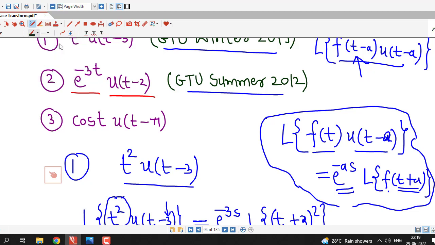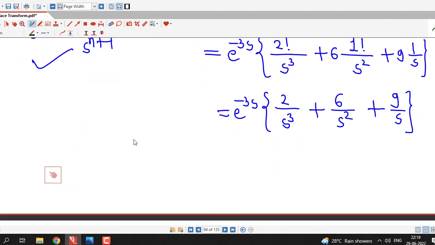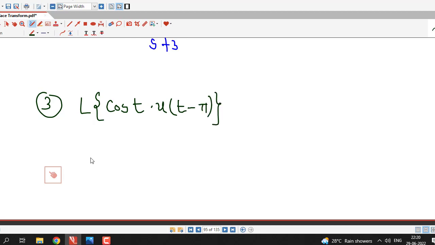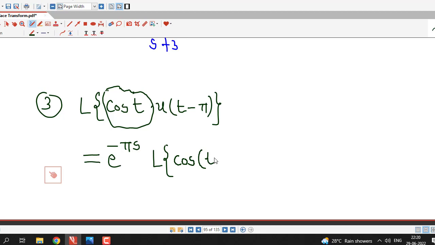Third function is cos t times u of t minus pi. So now we find out Laplace transform of cos t multiplied with unit step function at pi, u of t minus pi. So this directly we can write as e raised to minus as, value of a is pi, into Laplace transform of this function in which we replace t by t plus pi. So here we write cosine of t plus pi.